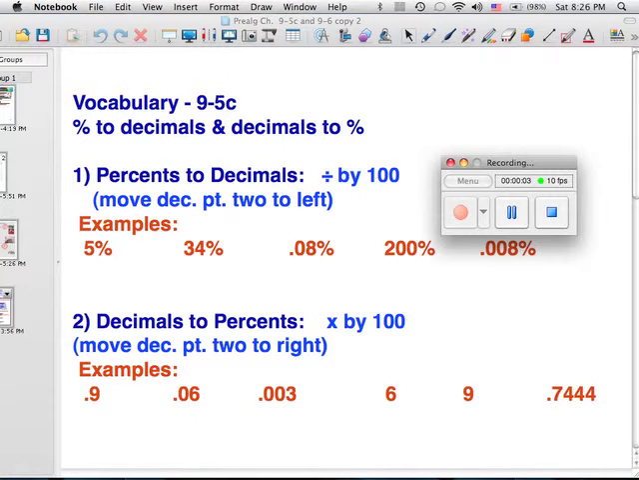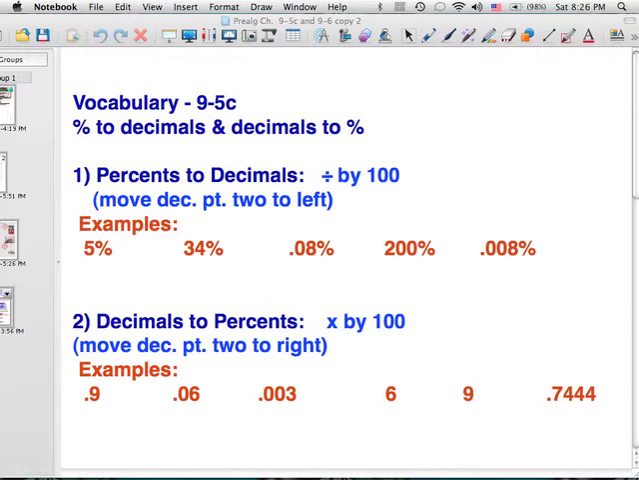We are on Chapter 9, Section 9.5C and Section 9.6. 9.5C is covering how to change percents to decimals and then decimals back to percents. If I want to change a percent to a decimal, remember a percent says compare me to 100 or divide me by 100. So if I have a percentage and I just want to get it to a decimal, I just move the decimal point 2 places to the left.